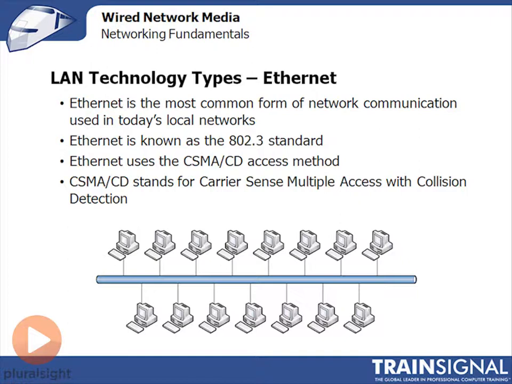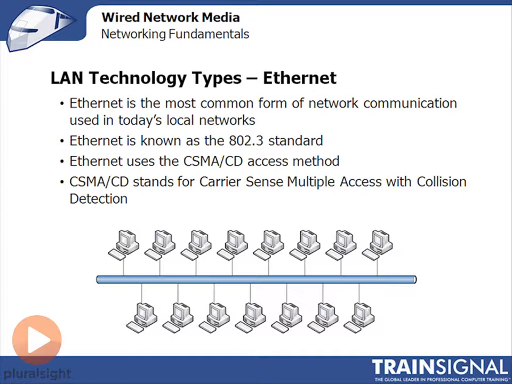Ethernet is what's known as the 802.3 standard, as specified by the IEEE. Again, another acronym, another group of people out there that sets standards. Don't worry about that. What 802.3 actually establishes is what's called the CSMA/CD access method. CSMA/CD stands for Carrier Sense Multiple Access with Collision Detection.